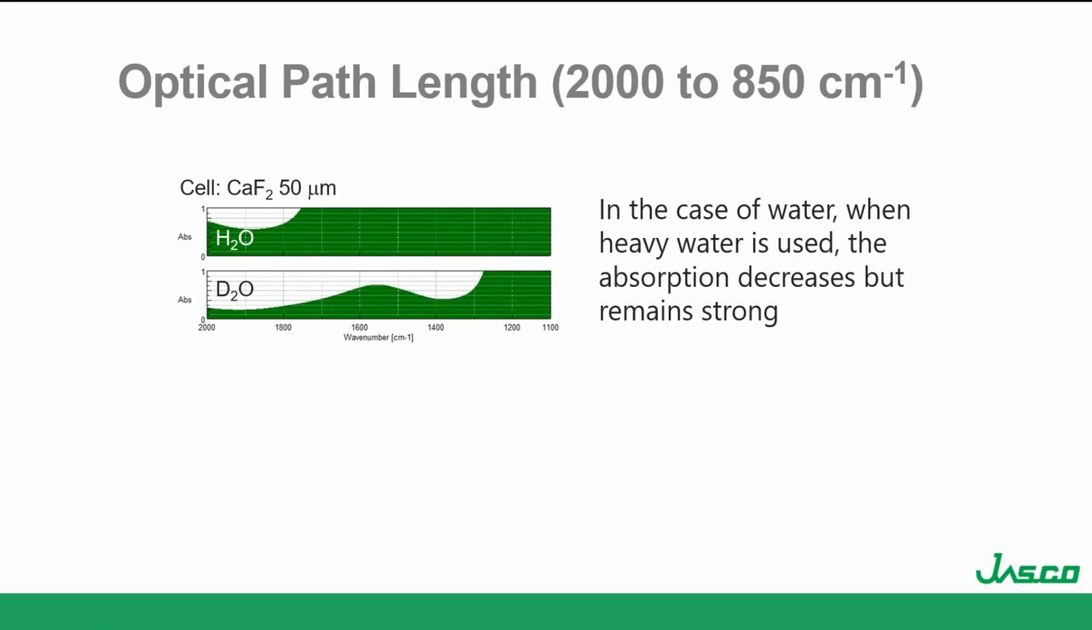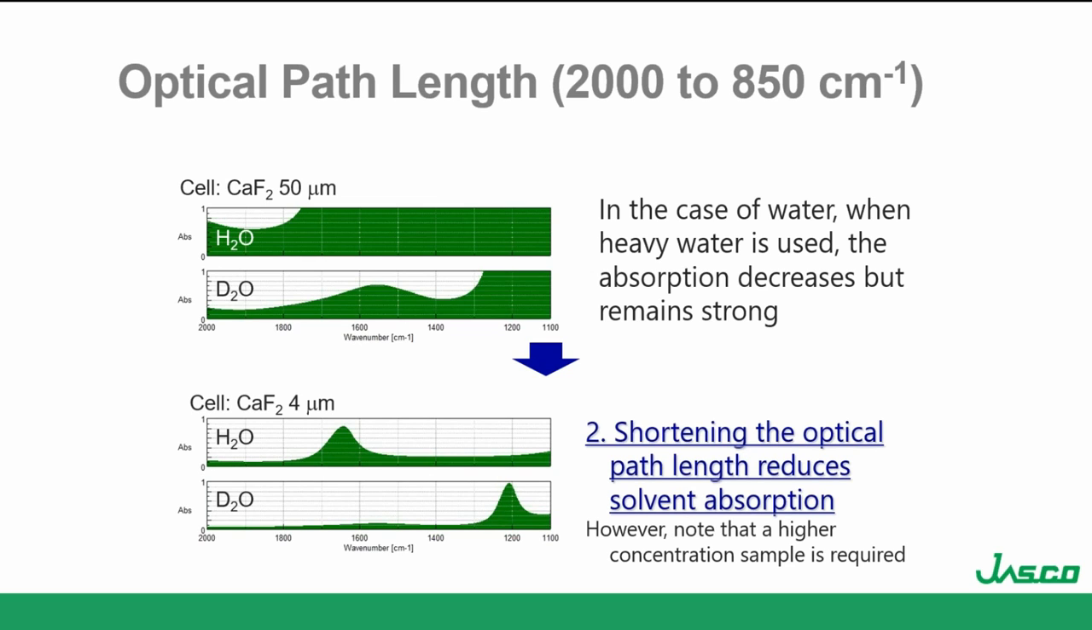In the case of water, it is really interesting because the water can overlap all your measurements. So one of the options is to use heavy water, and you can see how the D2O reduces the absorbance of the water. But on top, we wrote that we are using a calcium fluoride cell with a 50 micrometer spacer. And this is the other parameter to keep in mind when doing a BCD measurement. We can change the spacer of the cell to 4 microns. And shortening the optical path, we can also reduce the effect of the absorbance of the solvent when doing the measurement in water or D2O.